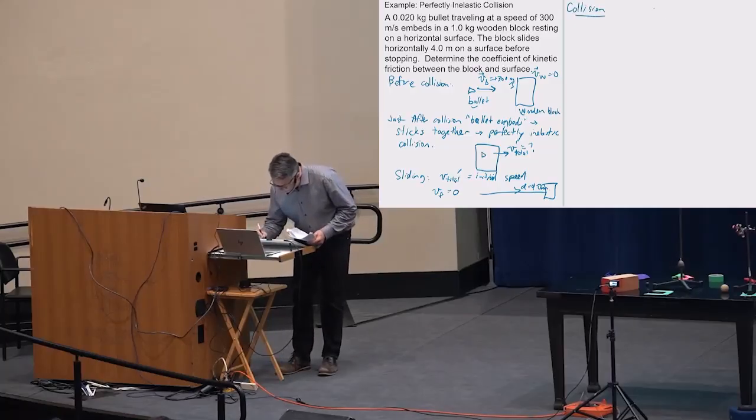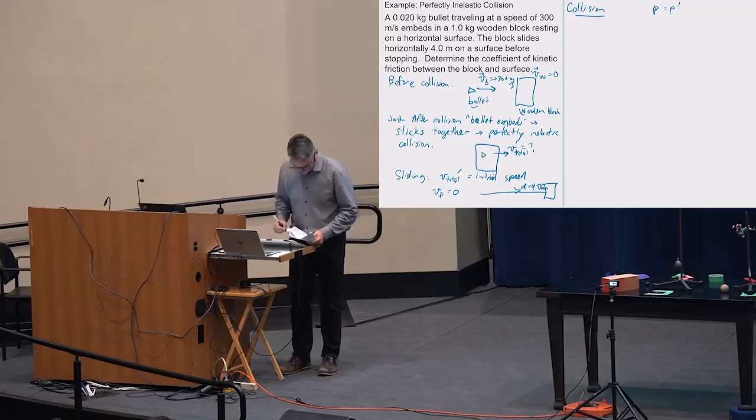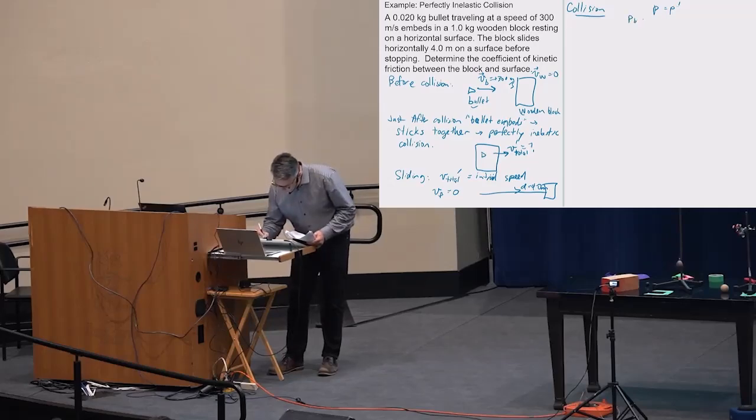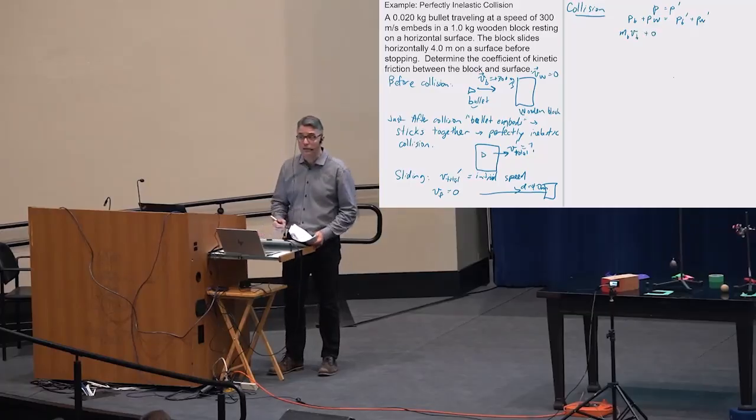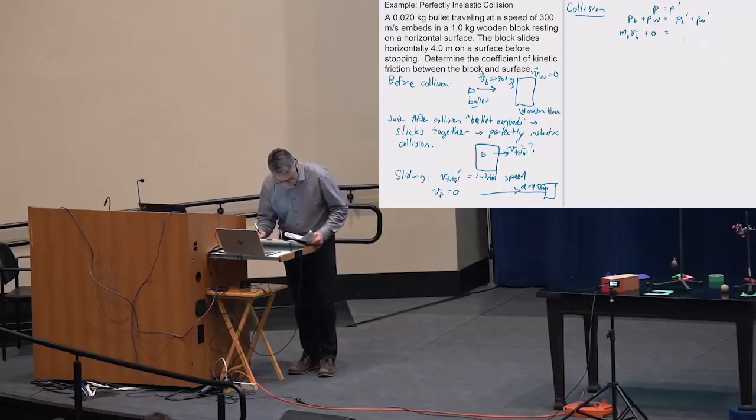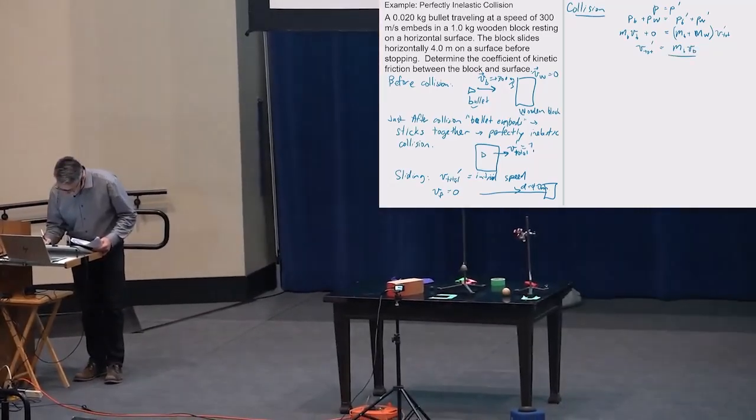The collision is this: P is equal to P final. So I've got the P of the bullet plus the P of the wooden block is equal to the P of the bullet final plus the P of the wooden block final. And that is going to be the mass of the bullet times the V of the bullet plus 0, because the wooden block is not moving, is equal to them together, with V total prime. And so I can solve: V total prime is equal to m_b times v_b divided by the total mass.